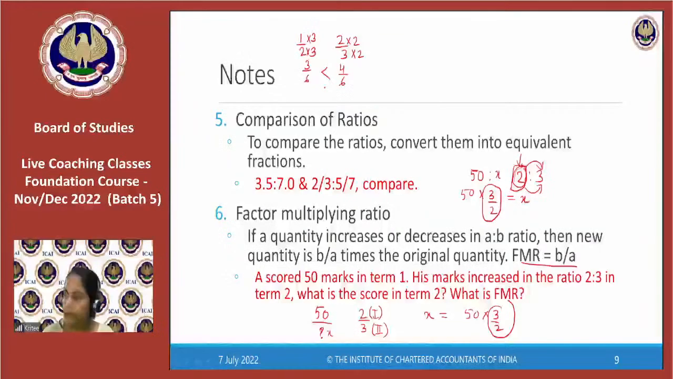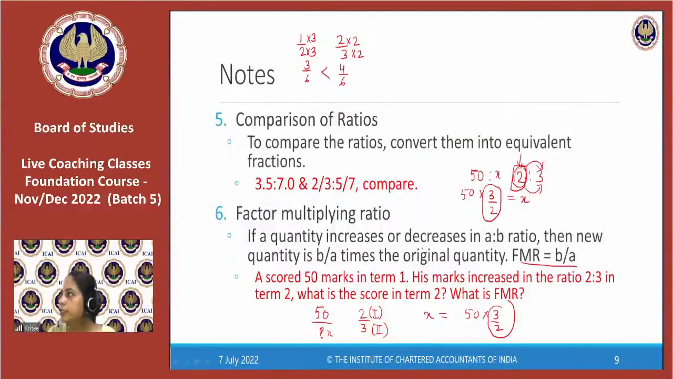Okay. Yes, I can see now. They are more understandable, right? Okay. I hope we can go for the question. Now again, yes, we have to make the denominator same. Yes, Ronak, we have to make denominator same. Factor multiplying ratio. Okay.